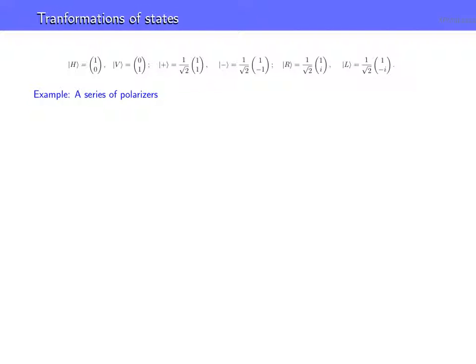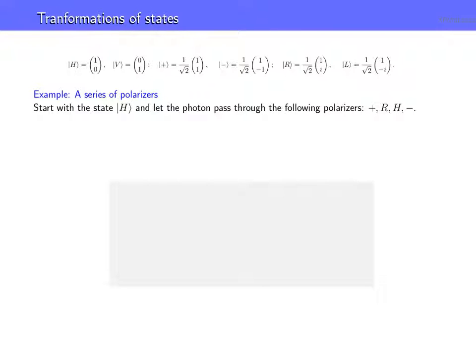Think of it as a series of photons. And we want to send it through a bunch of polarizers, one after another. And we'll put them in this order, plus, R, H, minus. Again, what we mean there is it's going to go through the plus one, then the R, then the H, then the minus. Just quickly drawing that out. So we would start with an H polarized photon.